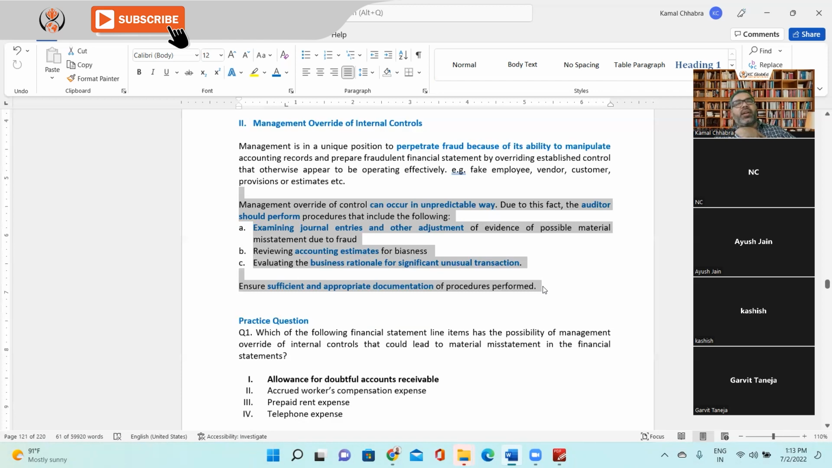Like we were discussing earlier, an example is the warranty provision. Management estimates that 1% of their sales is warranty claims coming year over year, and 1% should be the provision.